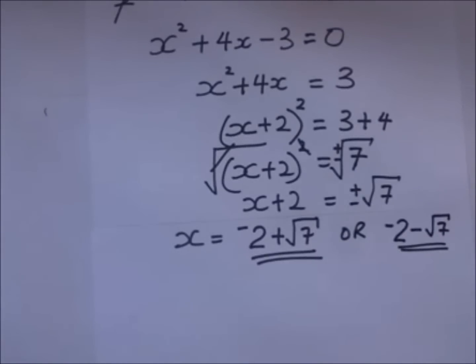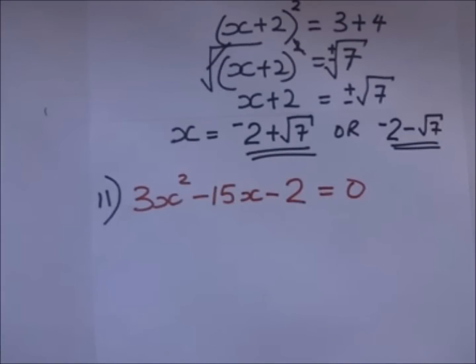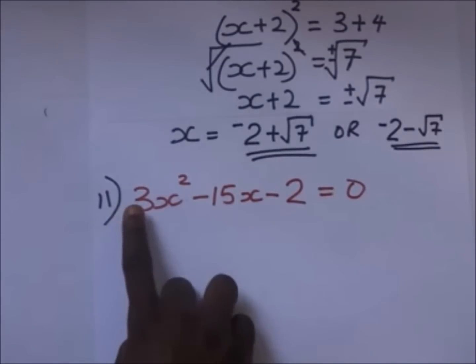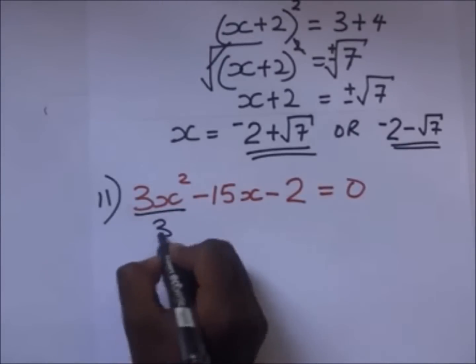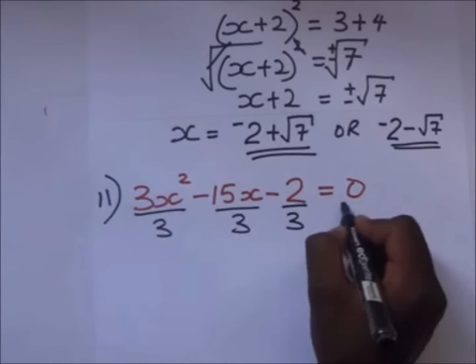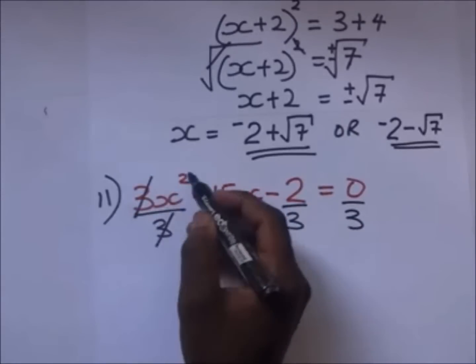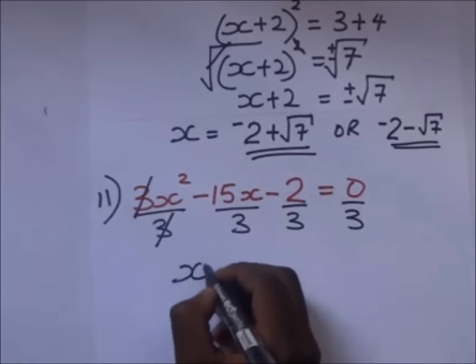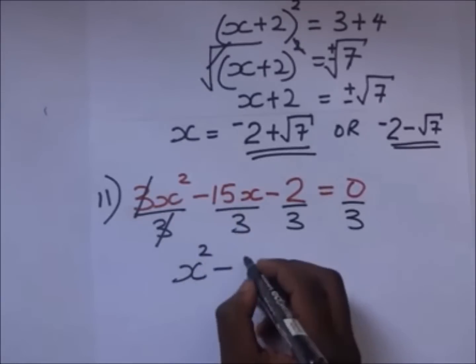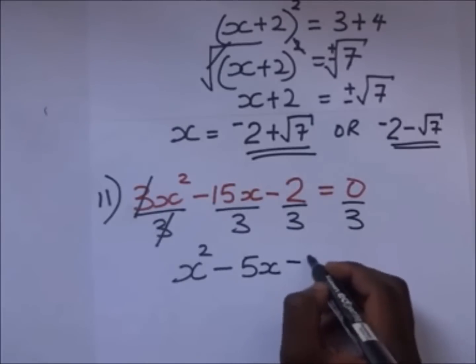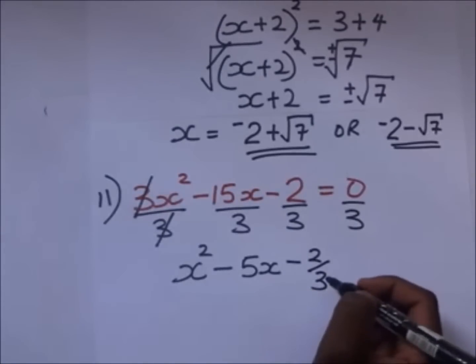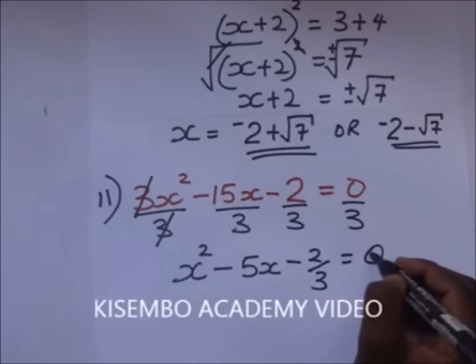We do one more example. We are going to employ the same technique. The coefficient of x squared there is not 1, it is 3. We have to first make sure that this coefficient of x squared is 1. So what do we do? We divide through by that coefficient, which is 3, throughout the entire equation, so that when we cancel this 3 and that 3, we remain with x squared here alone. So x squared minus 15 divided by 3 is 5, so it's minus 5x. Then minus 2/3 is still going to be equal to 0.